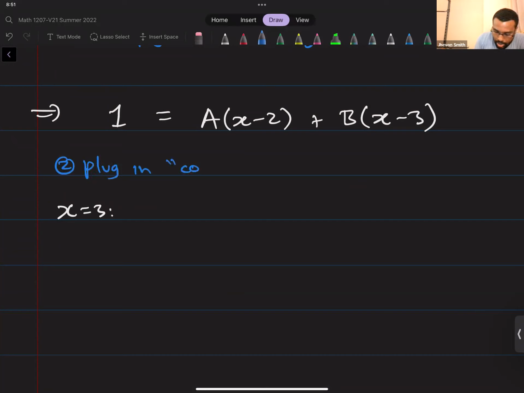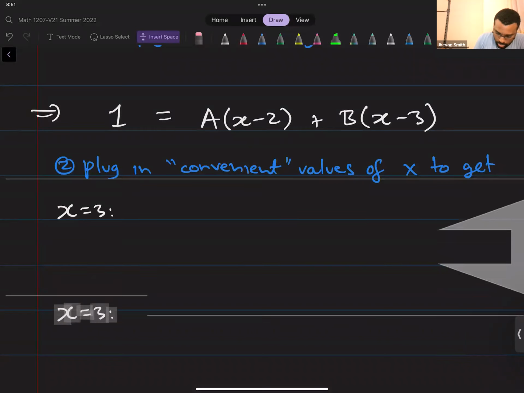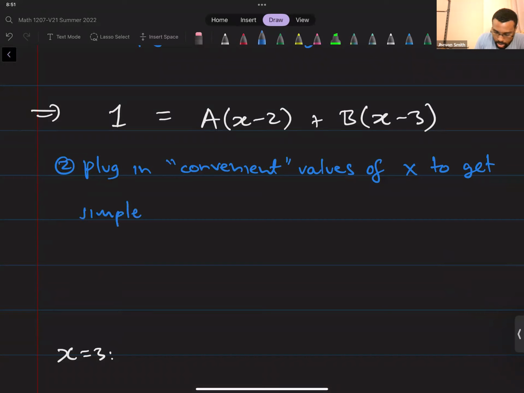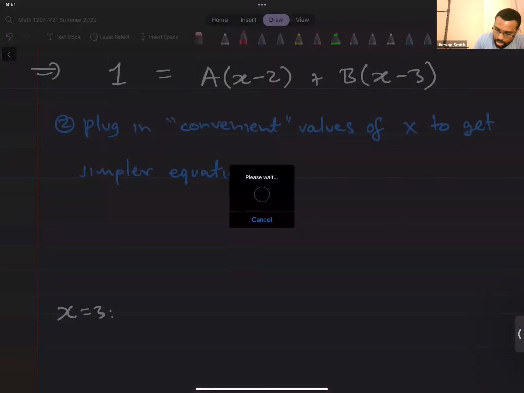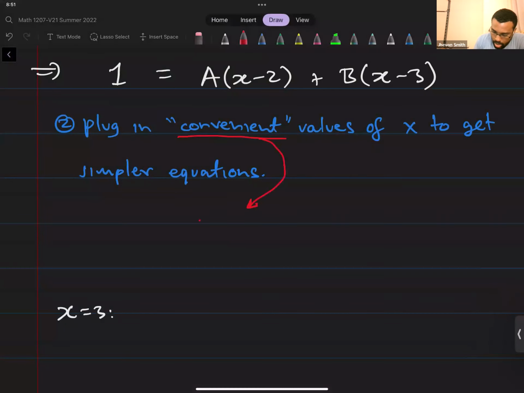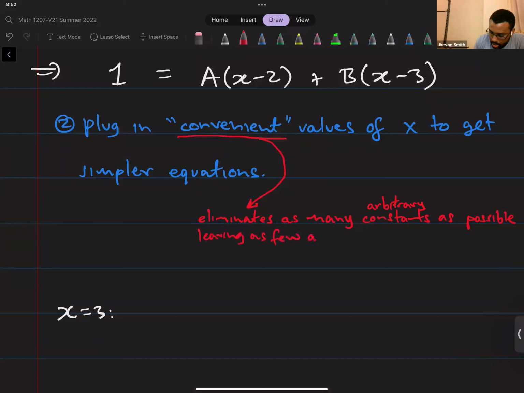Plug in convenient values of x to get simpler equations. Convenient means eliminates as many arbitrary constants as possible, leaving as few as possible to solve for.